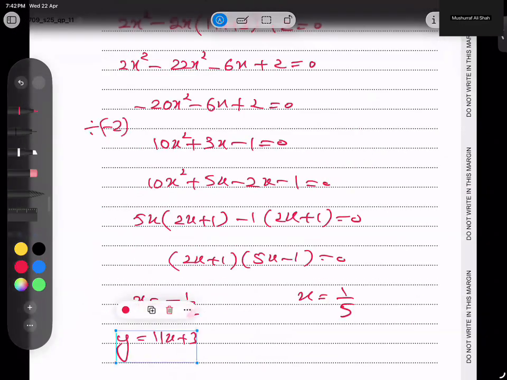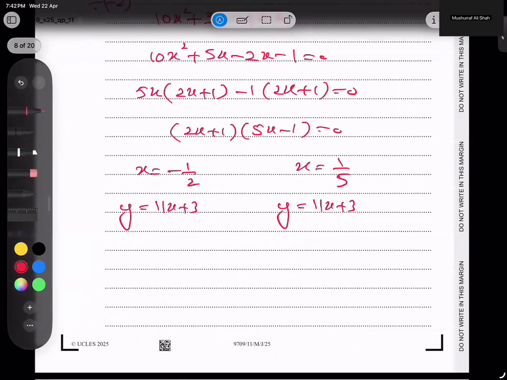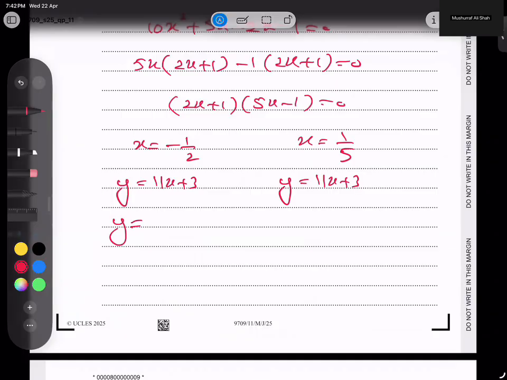Okay, copy and paste. All right. And now I'm going to do this. So the y value is 11 times 2 minus 1/2 and plus 3. So again with minus 1/2, I'm getting here 6. So I've got minus 5/2.